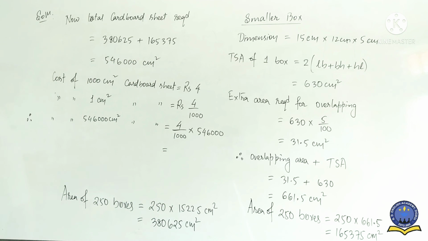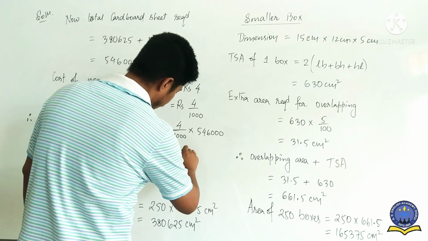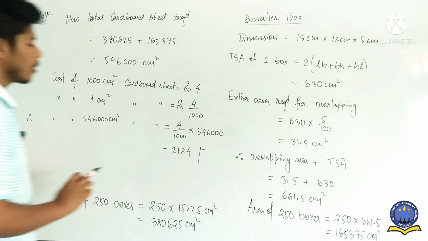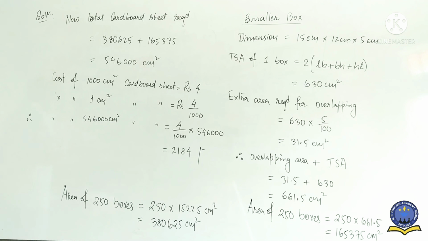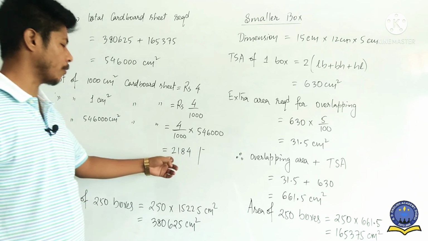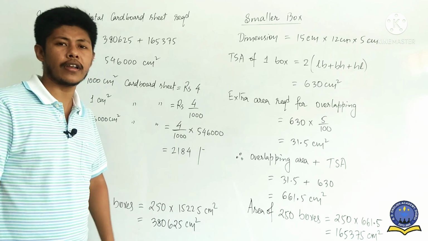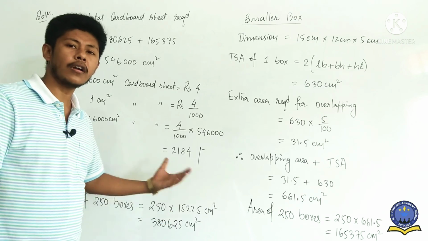So 1000 and 546,000 cancel, and if you calculate this, finally we get 2184. So the amount is 2184. The question is asking to find the cost of the cardboard required for supplying 250 boxes of each kind. When we calculate for 250 bigger and 250 smaller, finally the total amount we get is 2184 rupees. This is our required answer.